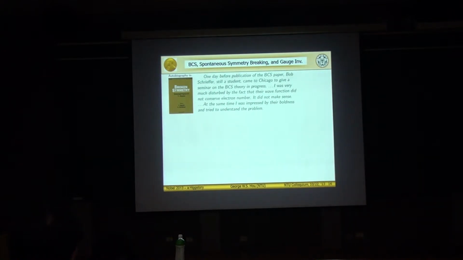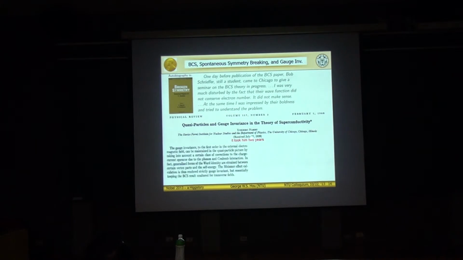One day before the BCS paper, Bob Schrieffer, a student, came from Illinois to Chicago to give a talk. Nambu says, I was very disturbed. Their wave function is not gauge invariant, and that's sacrosanct. So it didn't make sense, but Bardeen had received a Nobel Prize, so it was very impressive. So he took notes and tried to understand the problem, and two years later he finally wrote a paper with this title, putting together gauge invariance and the connection with superconductivity.